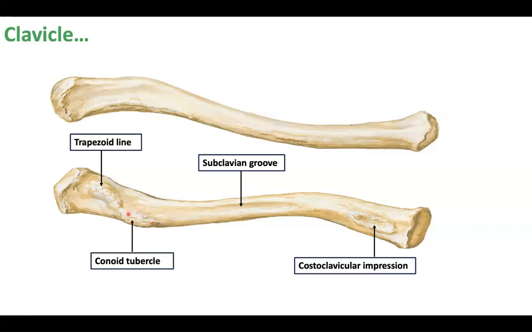We have the conoid tubercle and the trapezoid line. These two bony markings are attachment sites for a ligament. There is a ligament that runs from the coracoid process to the clavicle, which is known as the coracoclavicular ligament. This coracoclavicular ligament has two parts: the conoid part and the trapezoid part. As their names suggest, the conoid part attaches to the conoid tubercle and the trapezoid part attaches to the trapezoid line. The most medial one is conoid and the lateral one is trapezoid.